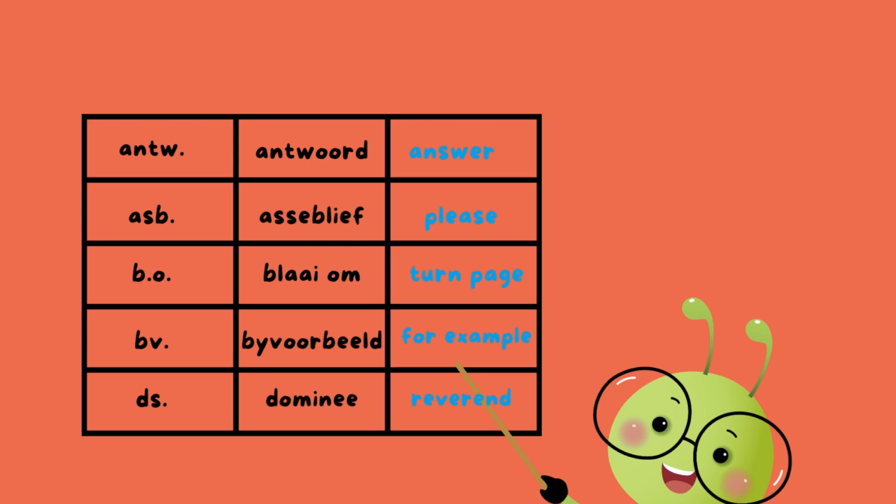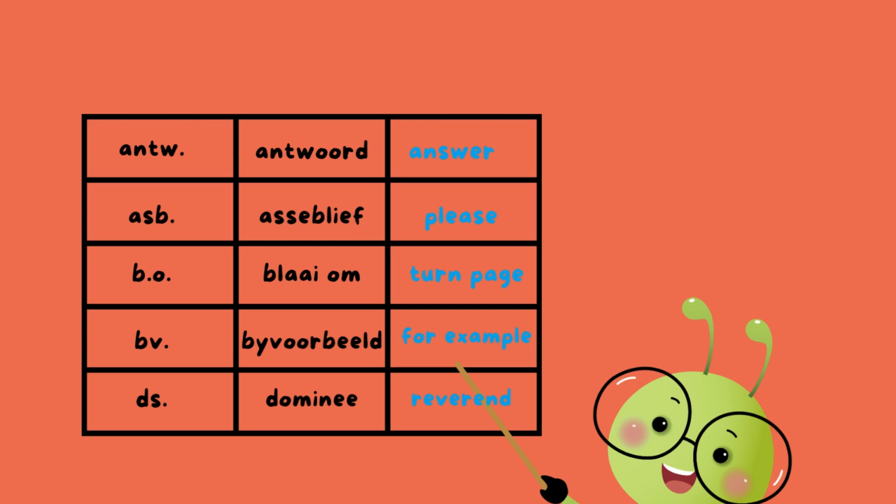Turn page. Okay. The fourth example, BV stands for byvoorbeeld. Byvoorbeeld. That's like EG in English, for example. Okay. DS stands for dominee. Dominee. And what is dominee in English? Reverend.